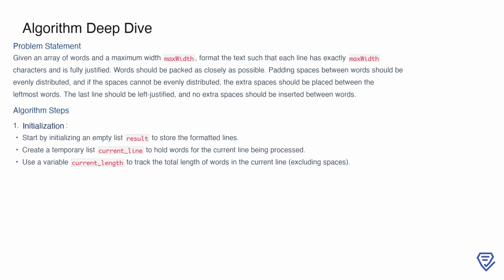To tackle this, we'll break the solution down into key steps. First, we initialize some variables, a result list to store the formatted lines, a current_line list to keep track of the words we're working on for the current line, and a variable current_length to track the total length of words in the current line, excluding spaces. This setup ensures we have everything we need to start processing the words efficiently.